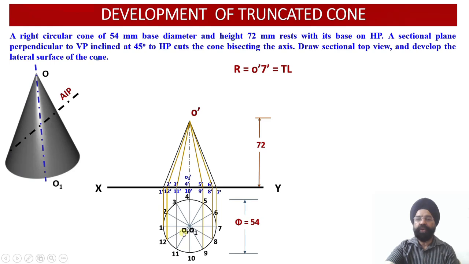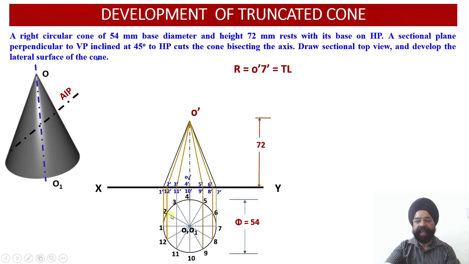Now in order to draw the development, we need to work out the true length of the slant edge. So these are 12 slant edges which are available in case of a cone. Out of those 12 slant edges or slant generators, the interior ones, that is O dash 2 dash, O dash 12 dash, O dash 3 dash, O dash 11 dash, similarly O dash 4 dash, O dash 10 dash, O dash 5 dash, O dash 9 dash, and then O dash 6 dash and O dash 8 dash. So these 10 internal generators, which are shown in the front view on the inner side, are all the apparent lengths.